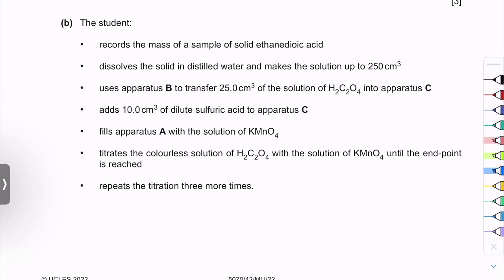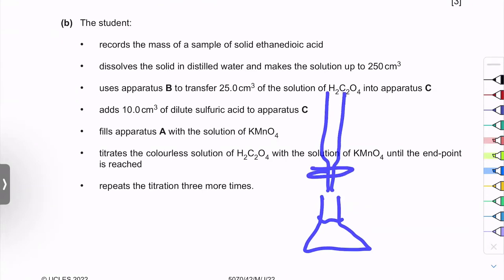He fills apparatus A with a solution of KMnO4. He filled the KMnO4 into the burette. He titrates the colorless solution with the solution of KMnO4 until the endpoint is reached. Now this is a very simple case. How would he know the endpoint is reached? In the conical flask you have a colorless solution. And in the burette you have KMnO4, which is colorful, which is purple.